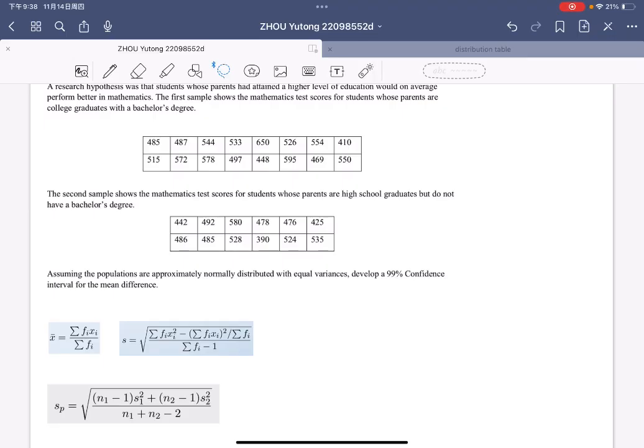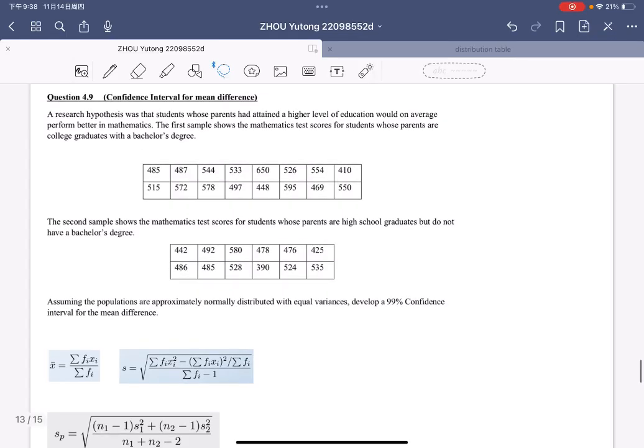Hi everyone, my name is Zhou Yutong, and my name and student ID is shown in the file name. So now let's take a look at question 4.9. This question is about the confidence interval for mean difference.